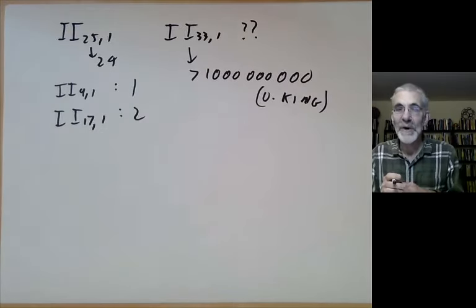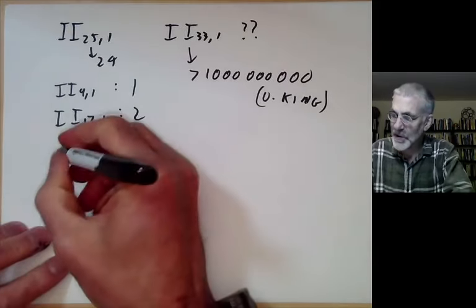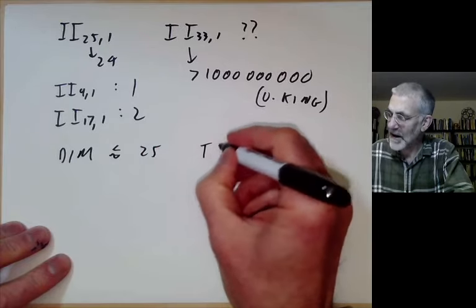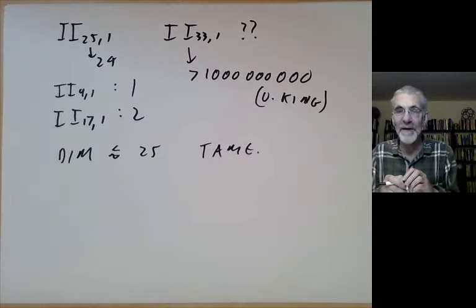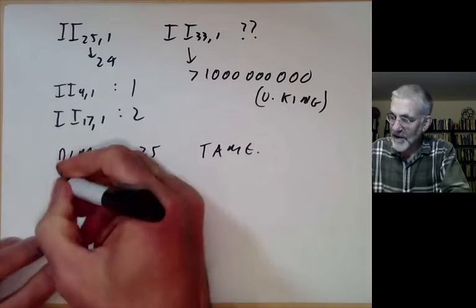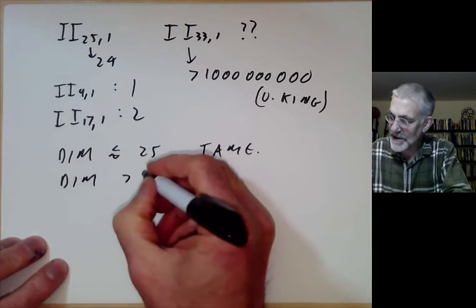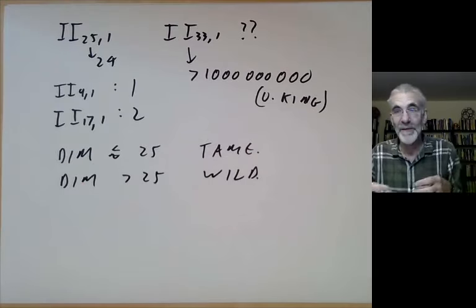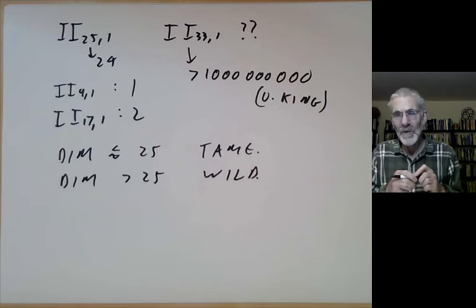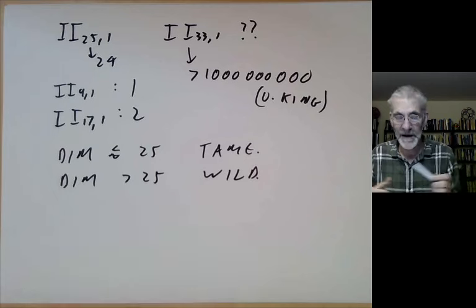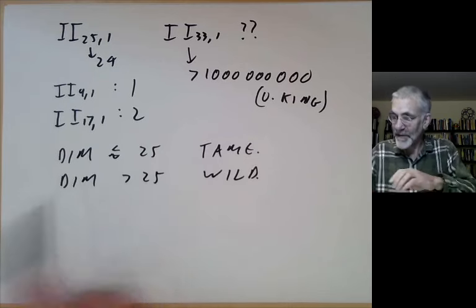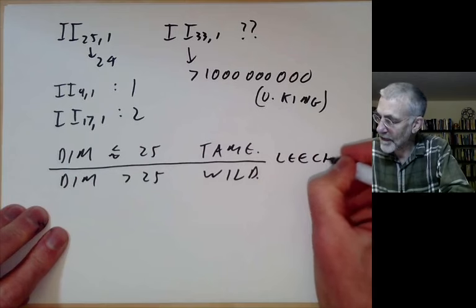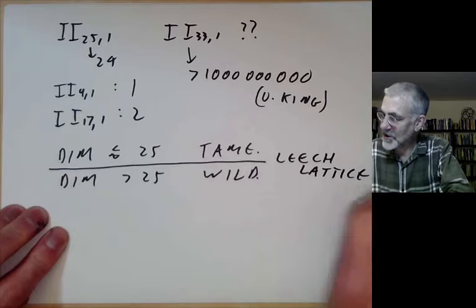So what seems to be happening for Vinberg's algorithm is that for small dimension, less than or equal to about 25, things are kind of tame, and we can quite often classify them. For dimension greater than about 25, the reflection groups all seem to become rather wild, that they're very large and rather difficult to describe, and they all have infinite Dynkin diagrams and so on. And the thing that seems to be causing this difference is the Leech lattice. So the Leech lattice is sort of on the boundary.